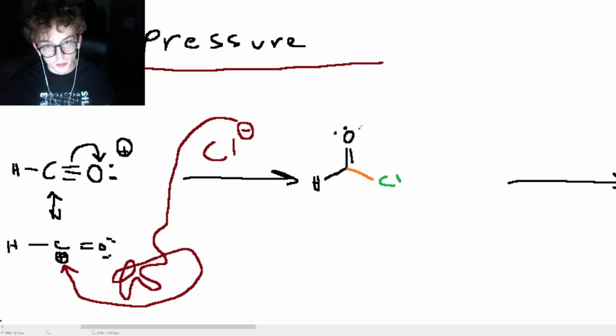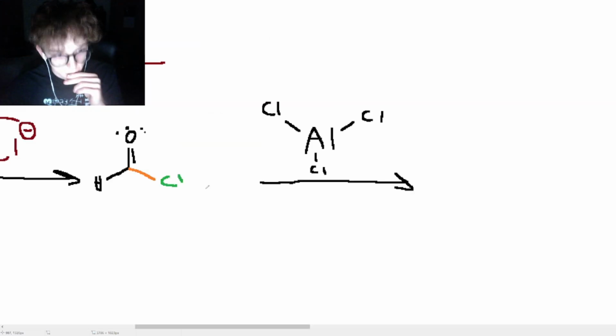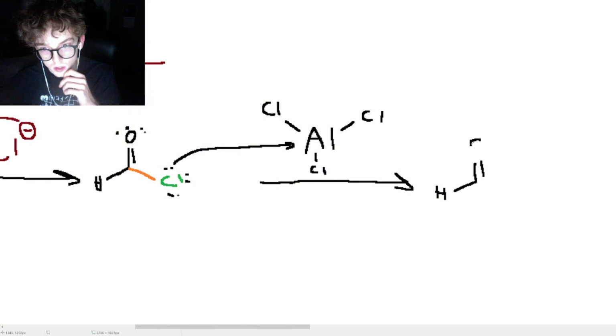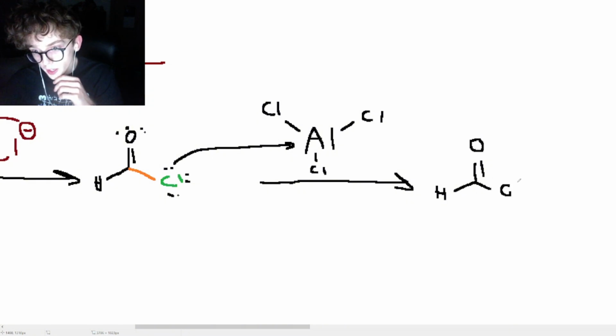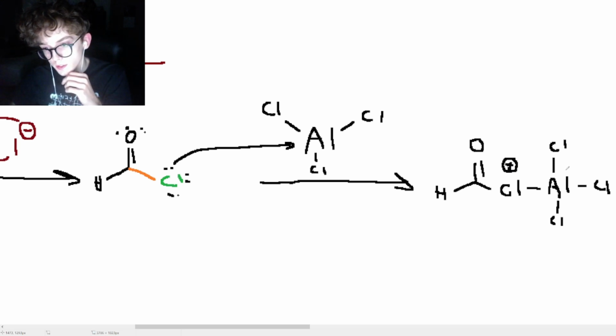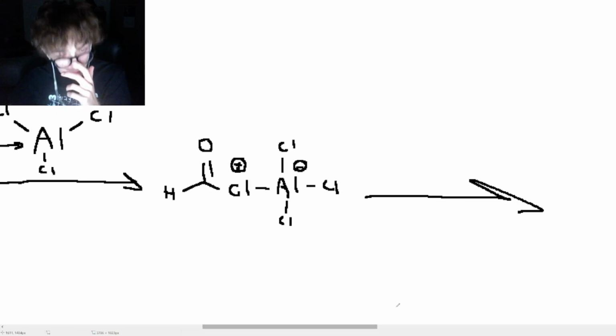And let me draw my lone pairs. So we have aluminum trichloride, and basically this chlorine will attack with one of its lone pairs to give us this. Okay, and what can be said about this molecule? Just want to point out that this chlorine is positive and this aluminum is negative. So, what do you think the next step will be?